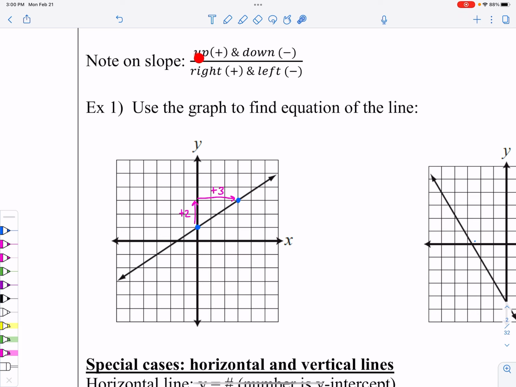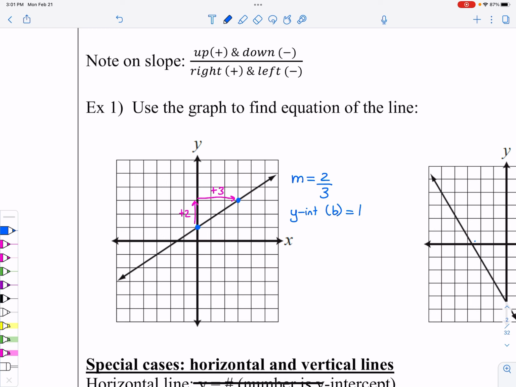So if I look here, up is positive and right is positive. So my slope, I'm going to write it as m, is the up and down goes on top, so 2 over, and then the right or left goes on the bottom, 2 over 3. Then the next thing I need to do is find what my y-intercept is. So here's my y-axis. My y-intercept is right here, and it's at 1. So my y-intercept, otherwise known as b, is 1.